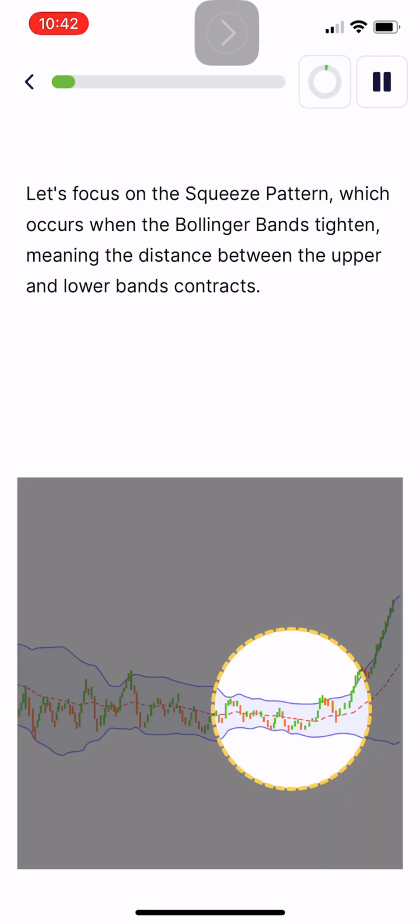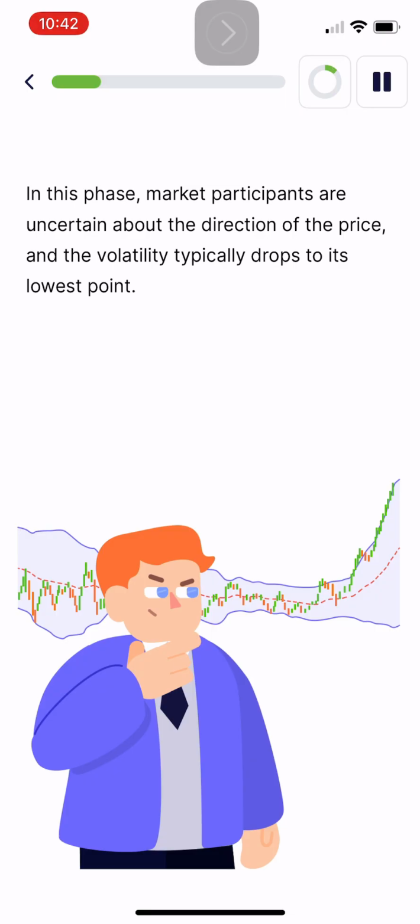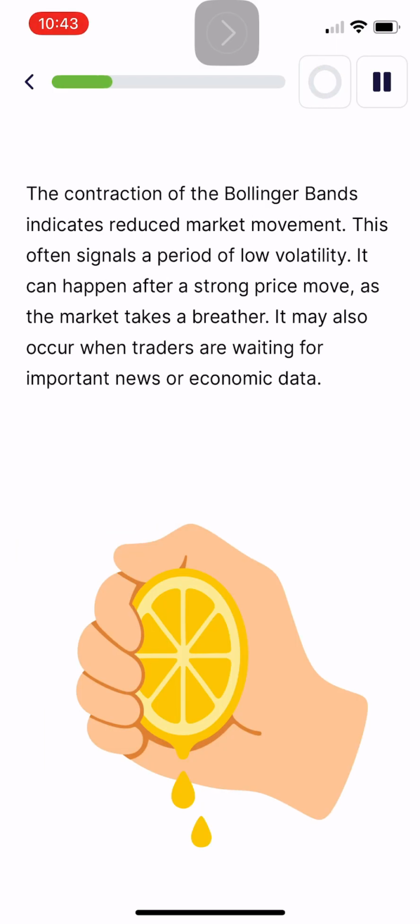Let's focus on the squeeze pattern, which occurs when the Bollinger Bands tighten, meaning the distance between the upper and lower bands contracts. This narrowing happens when price volatility decreases, signaling that the market is in a period of consolidation. The price action tends to slow down, moving within a relatively tight range, as neither buyers nor sellers are dominating the market. In this phase, market participants are uncertain about the direction of the price, and the volatility typically drops to its lowest point. The contraction of the Bollinger Bands indicates reduced market movement.